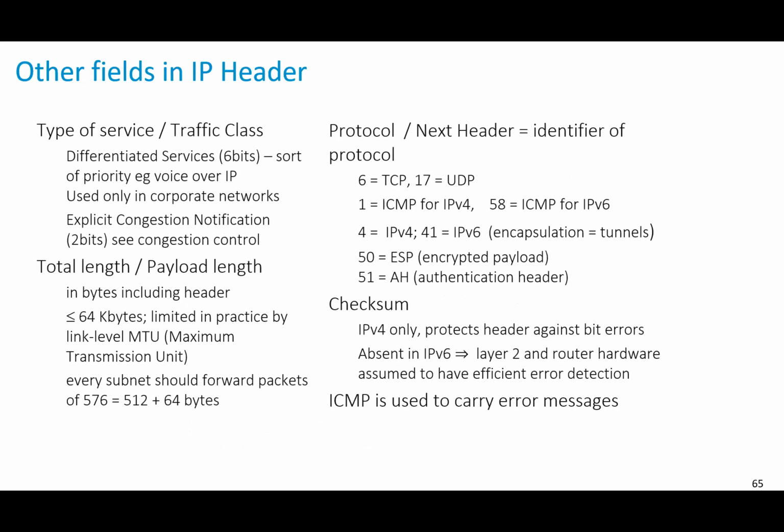So this is the TTL or hop limit field. There are other fields in the IP header. One of them we will discuss a bit later. It's type of service and explicit congestion notification. Those are bits that are used to classify traffic. The ECN bits are used in the internet. We will talk about it when we talk of congestion control. The other bits are used only in corporate networks.